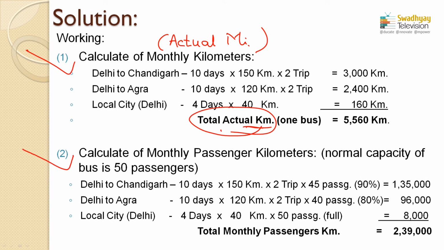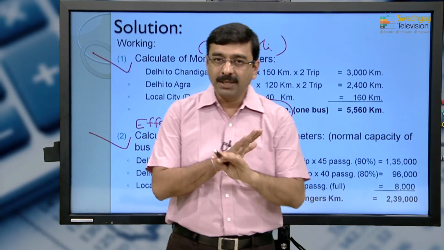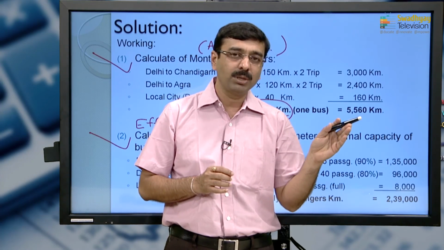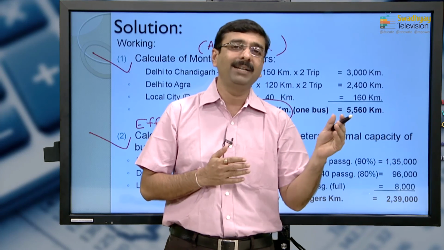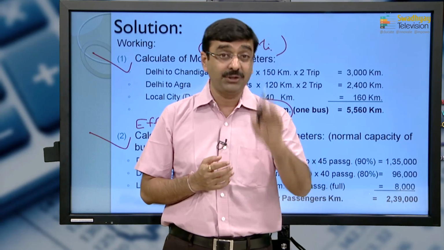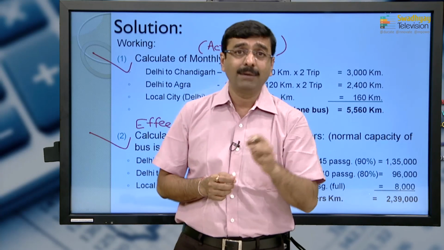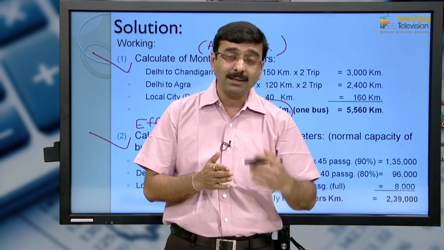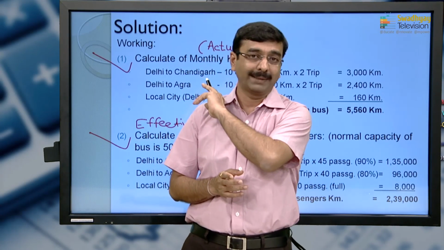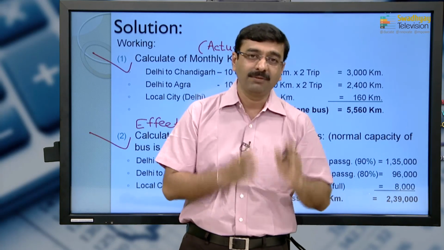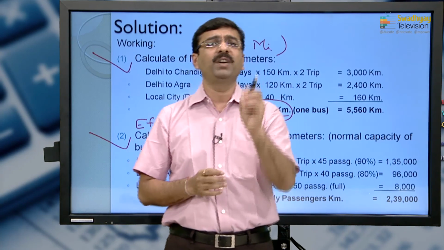And the second important thing is the calculation of the monthly passenger kilometers, that is the effective mileage. I use the words effective mileage or effective kilometers. These two things are the most important part of the question, which are not mentioned in the question. If you see the previous questions and problems, the actual mileage and effective mileage were mentioned in the question. But in this question, we do not have actual and effective mileage, and that is why we start the solution from these two workings, where we will find out the actual mileage and effective mileage.